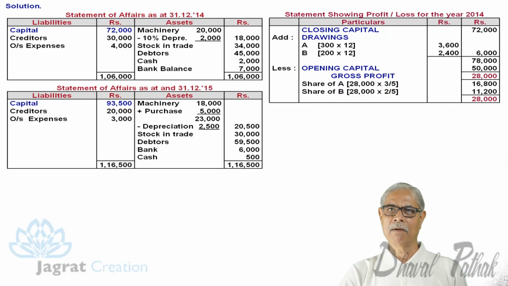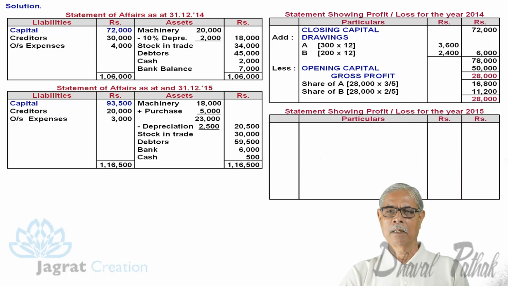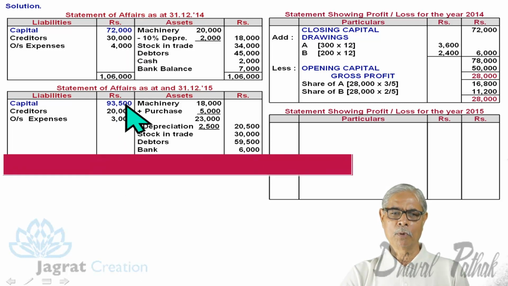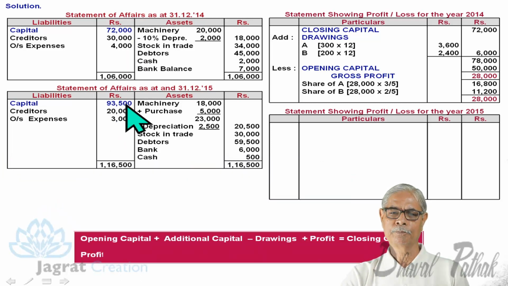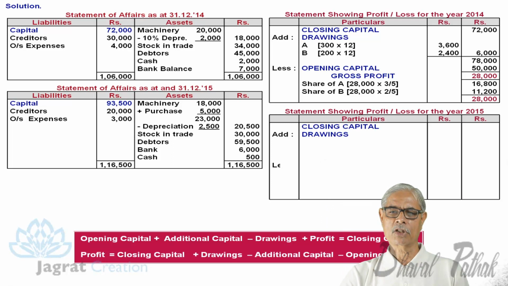In the same way, I want to prepare a capital comparison statement to find out the profit for 2015, wherein this is the closing capital and this is the opening capital. So the formula remains the same as I explained to you. Profit is equal to closing capital plus drawings minus additional capital minus opening capital.